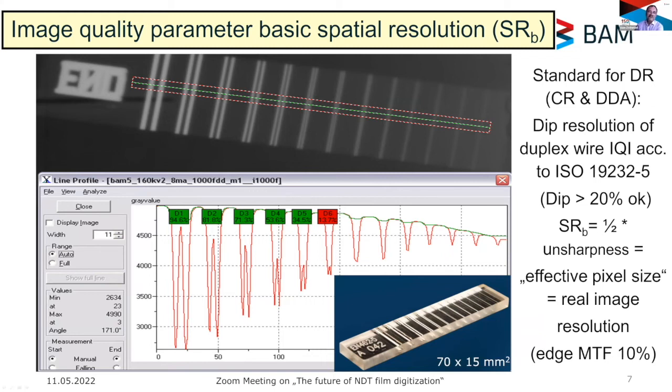So everything fits perfectly. If you go away from the MTF 20% we have in the existing film digitization standard, and you go to 10% and you use the basic spatial resolution as new parameter, everything will fit. So this is the basic idea of what to do.